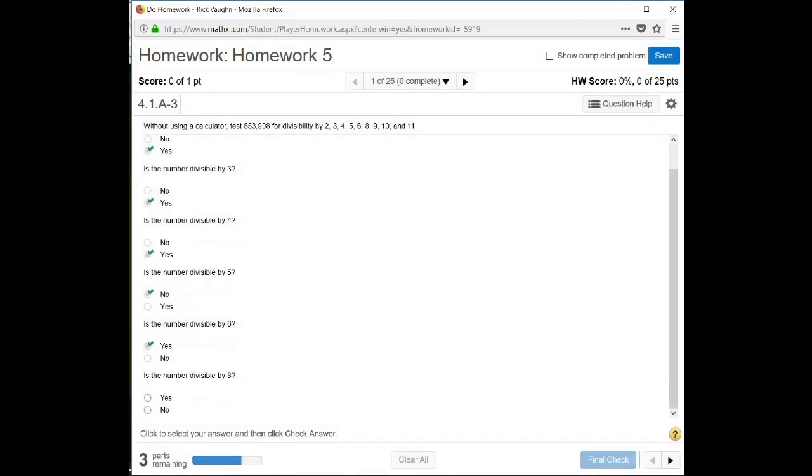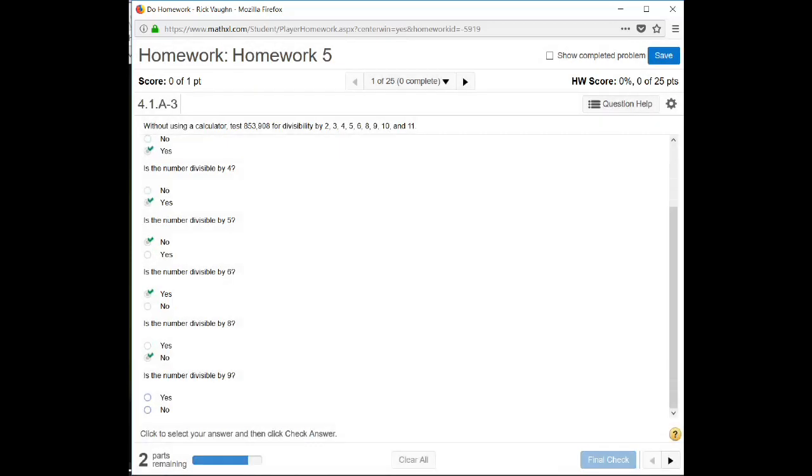And divisible by 8 is the last three digits. 908, is it divisible by 8? So let's see. 8 would go into 9 one time with 1 left over. That leaves 10. 8 goes in there once, and then 2 left over, and 8 does not go into that. So the answer is no. It doesn't go into the last three digits, and so therefore it doesn't go into the whole thing.